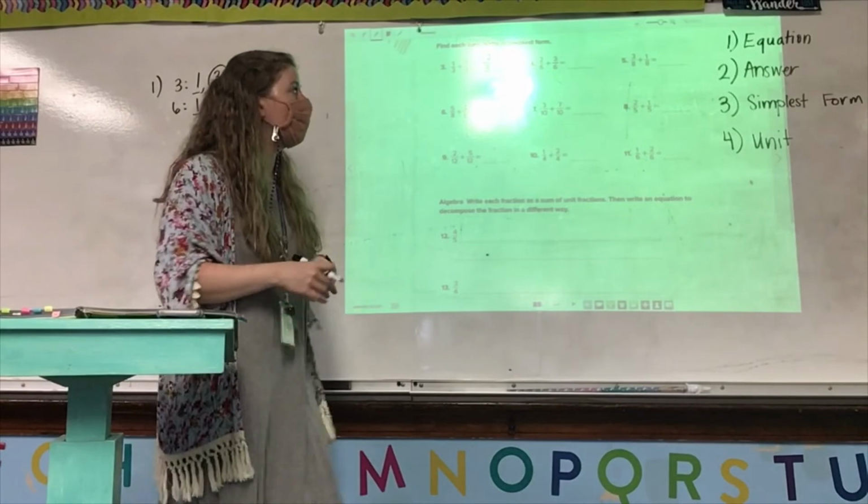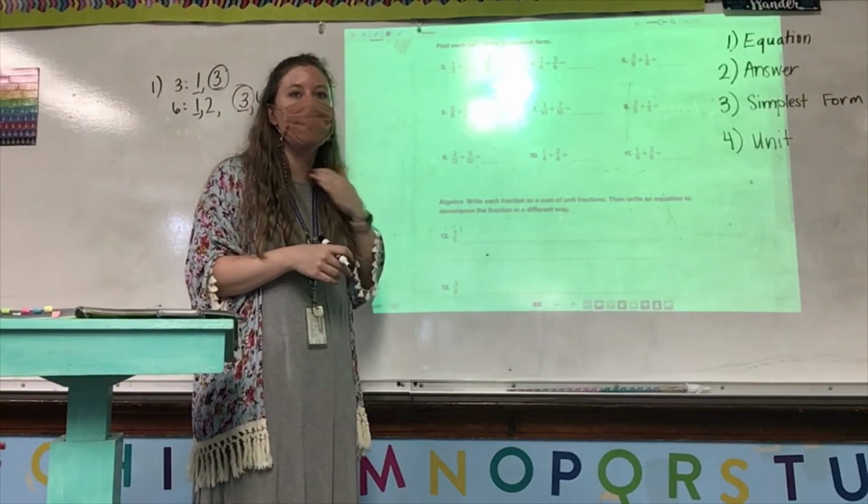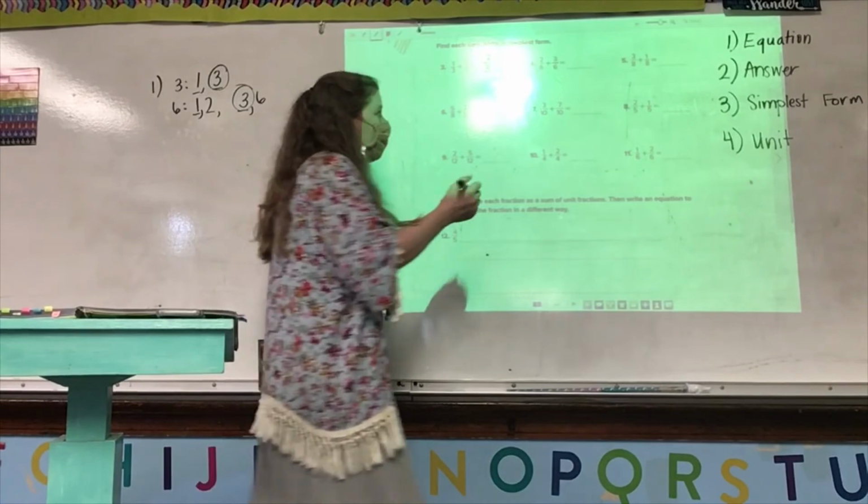Lena, number 4, 2/6 plus 3/6. What do we do first? We add the numerators. 2 plus 3 is? 5.